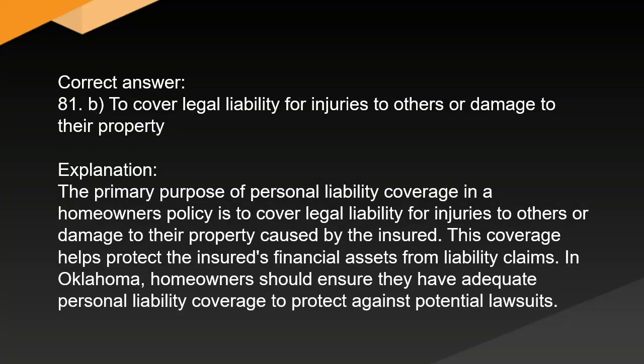Correct answer. B. To cover legal liability for injuries to others or damage to their property. Explanation. The primary purpose of personal liability coverage in a homeowner's policy is to cover legal liability for injuries to others or damage to their property caused by the insured. This coverage helps protect the insured's financial assets from liability claims. In Oklahoma, homeowners should ensure they have adequate personal liability coverage to protect against potential lawsuits.